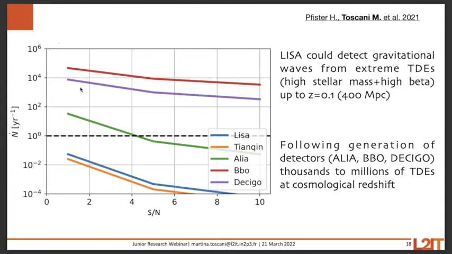And you can see from this plot that for future instruments like BBO and DECIGO, we expect to detect in gravitational waves thousands of tidal disruption events per year. But for LISA, which is the blue line, the situation is much more drastic.